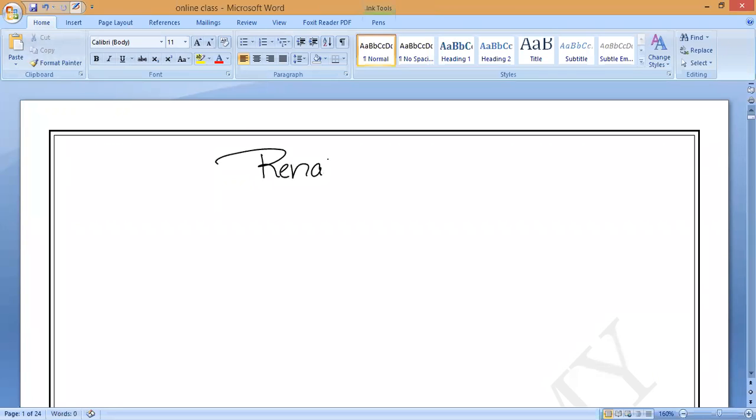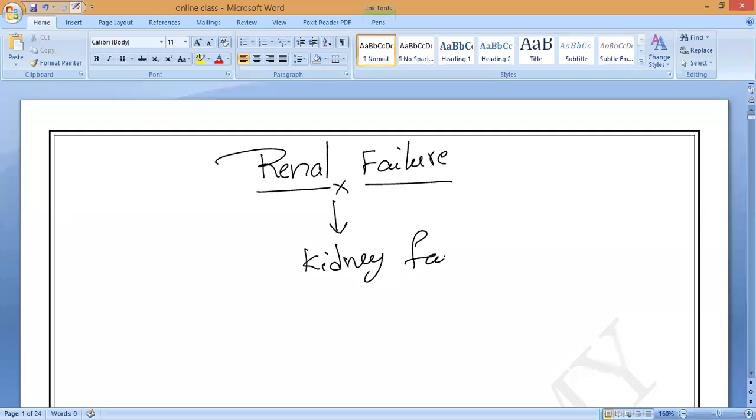Suppose they ask, heart failure, liver failure, and kidney failure. What is renal failure? What will people say? Kidney failure. Renal failure means kidney failure. That is what you have to remember. And you may have heard a word from your grandparents or relatives, somebody you may have noticed.